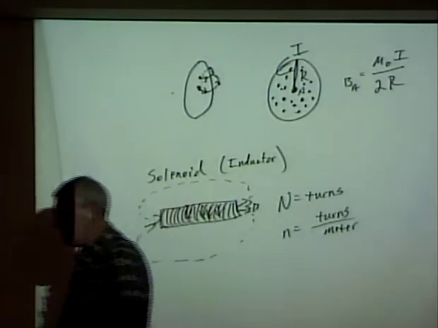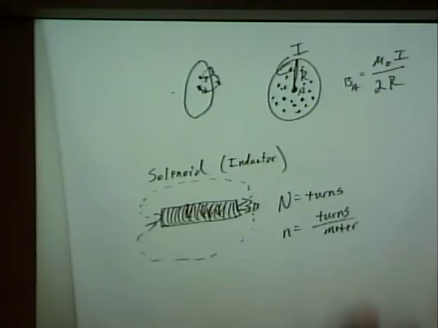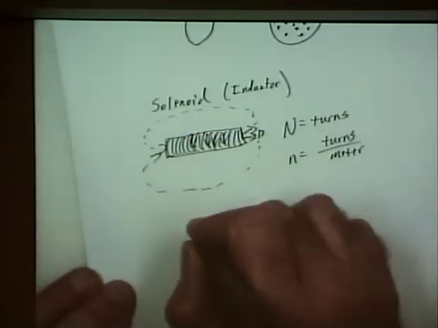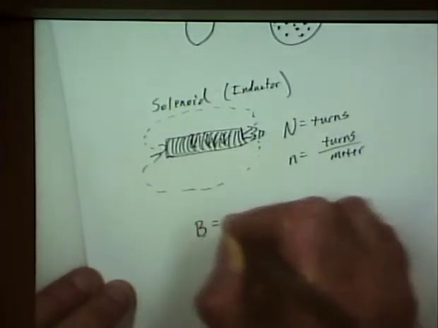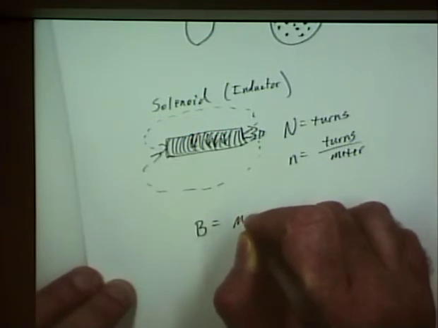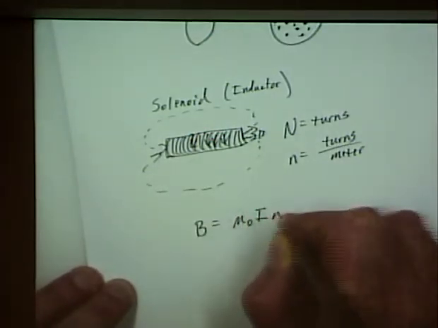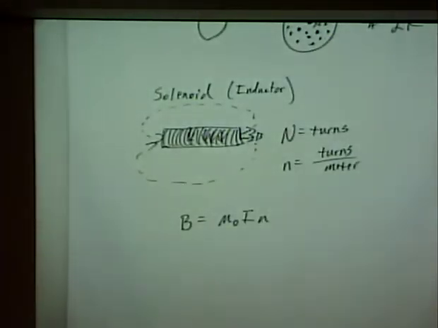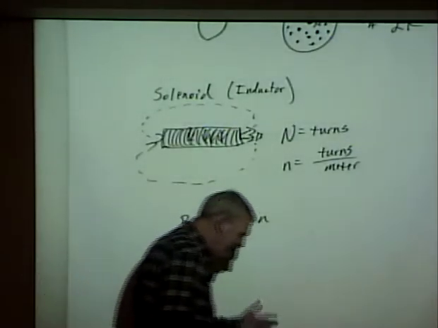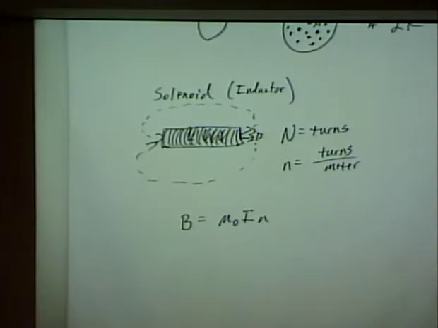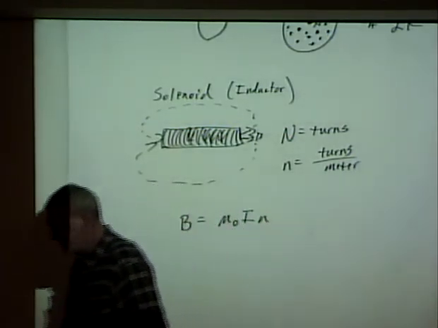Now, your solenoid equation looks like this for the magnetic field. The B field for a solenoid is equal to mu naught I times n. I should have written mu naught n times I, but I was thinking that's it. That's the magnetic field that's inside a solenoid. So, let's look at one of your homework problems for the solenoid. This is the way it reads.